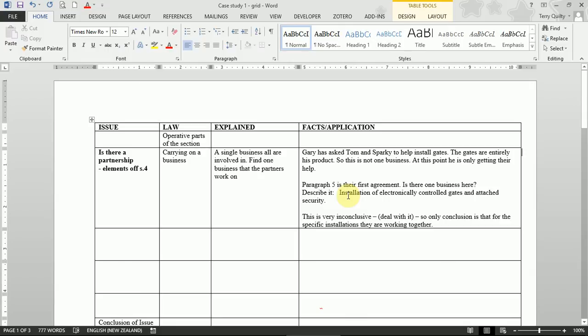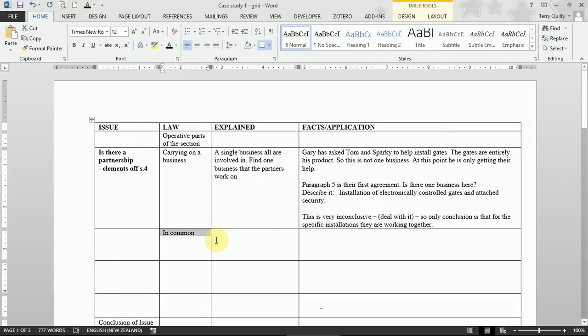Now, we can argue this, but as an approach to problem solving, we first need to describe it. So we could describe that business as the installation of electronically controlled gates and attached security. What problem we have with this is that it's not at all conclusive. So all you can do in these circumstances is to say, here are the 3 separate businesses, here is a possible combined business. Are they all working together consistently or even one-off on that same business? And we move on to the second requirement.